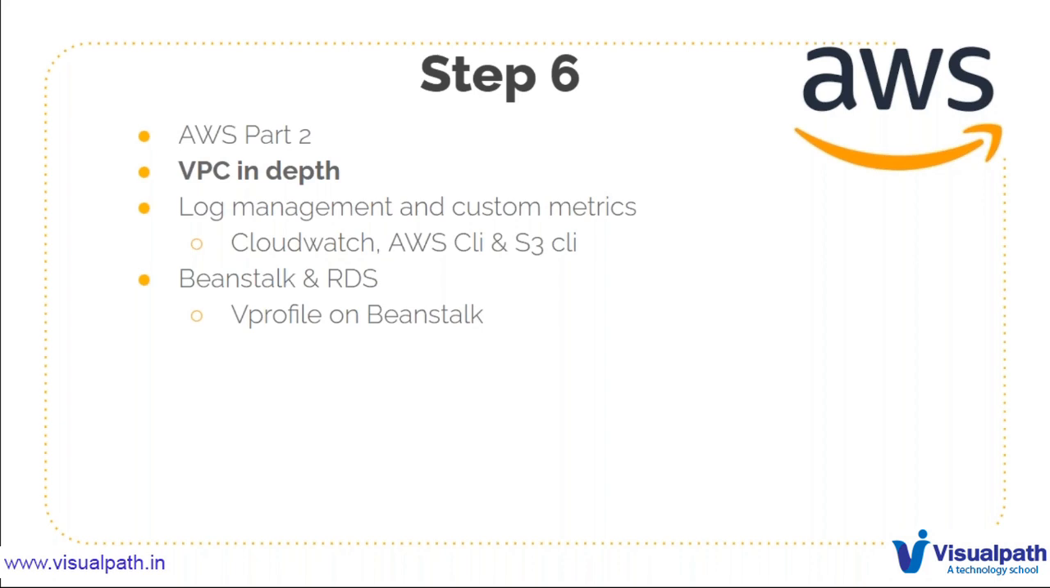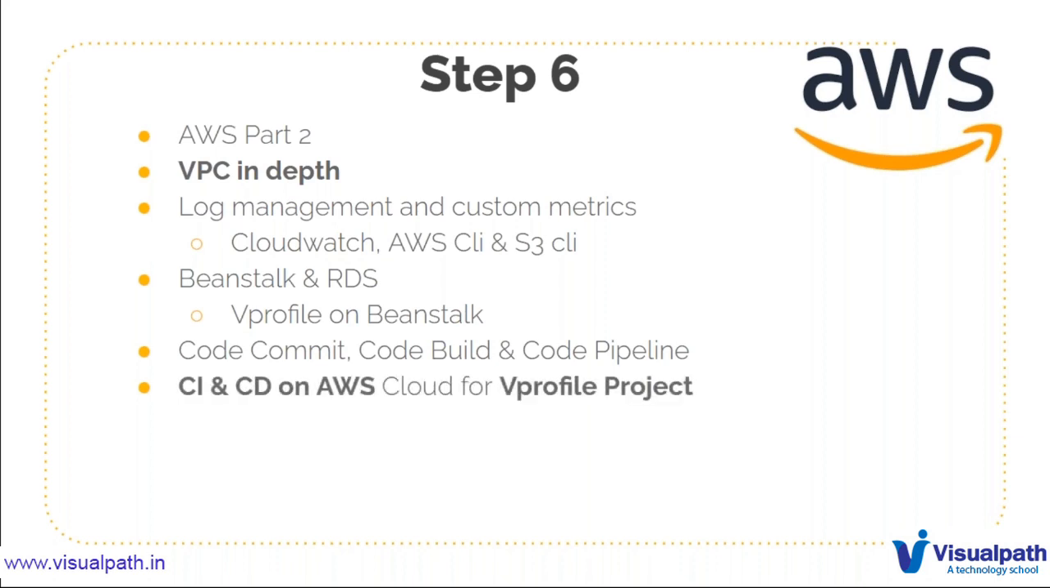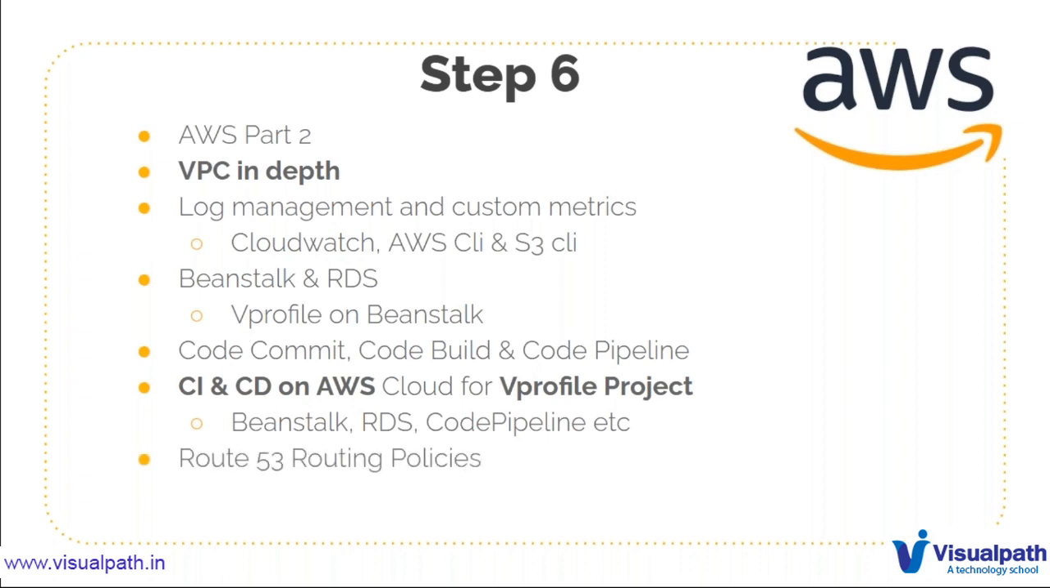And this time we're going to again do an AWS deployment of our project, but this time it will be different. We'll also be learning how to do CI/CD on complete AWS services: CodeCommit, CodeBuild, CodePipeline. So one more project will be over here. Actually, two projects will be here. Route 53 routing policies we'll be seeing, different deployment strategies like blue-green deployment, A/B testing.